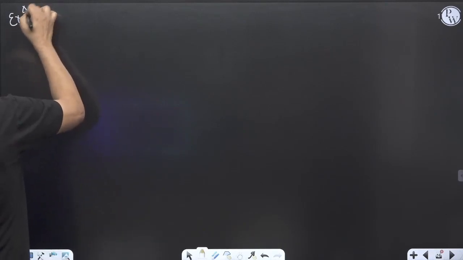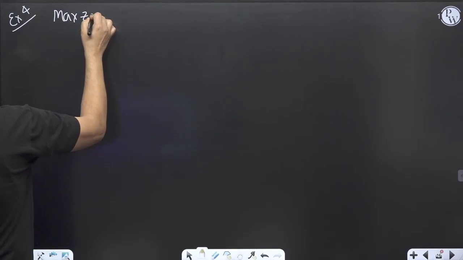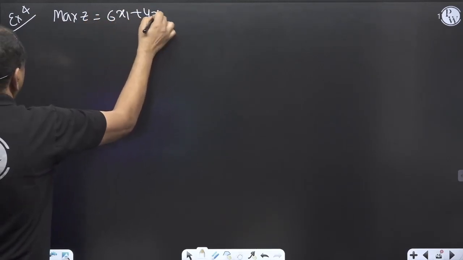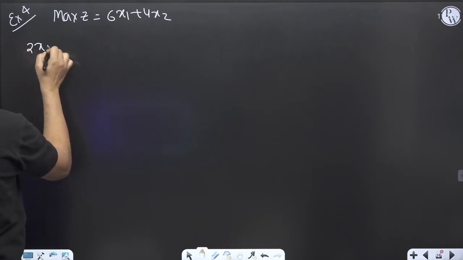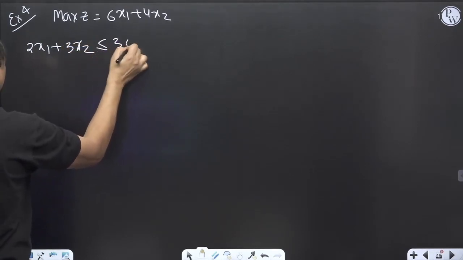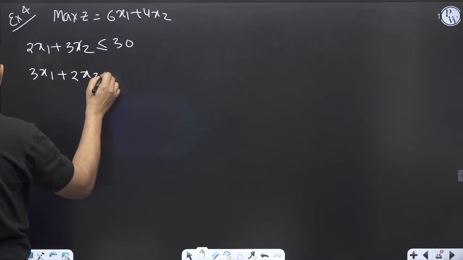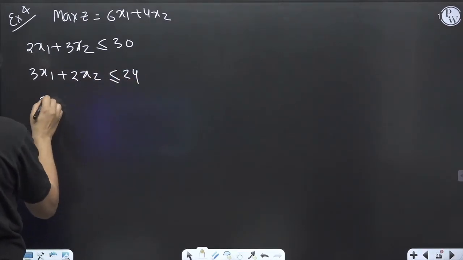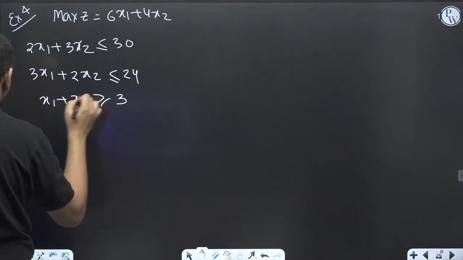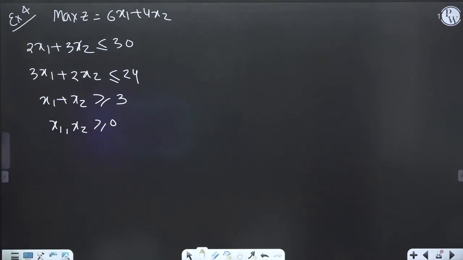So now let us take the next funda. Maximize Z equals 6x1 plus 4x2 subject to 2x1 plus 3x2 less than or equal to 30, 3x1 plus 2x2 less than or equal to 24, x1 plus x2 greater than or equal to 3, and x1, x2 greater than or equal to 0. Okay, na? Okay.